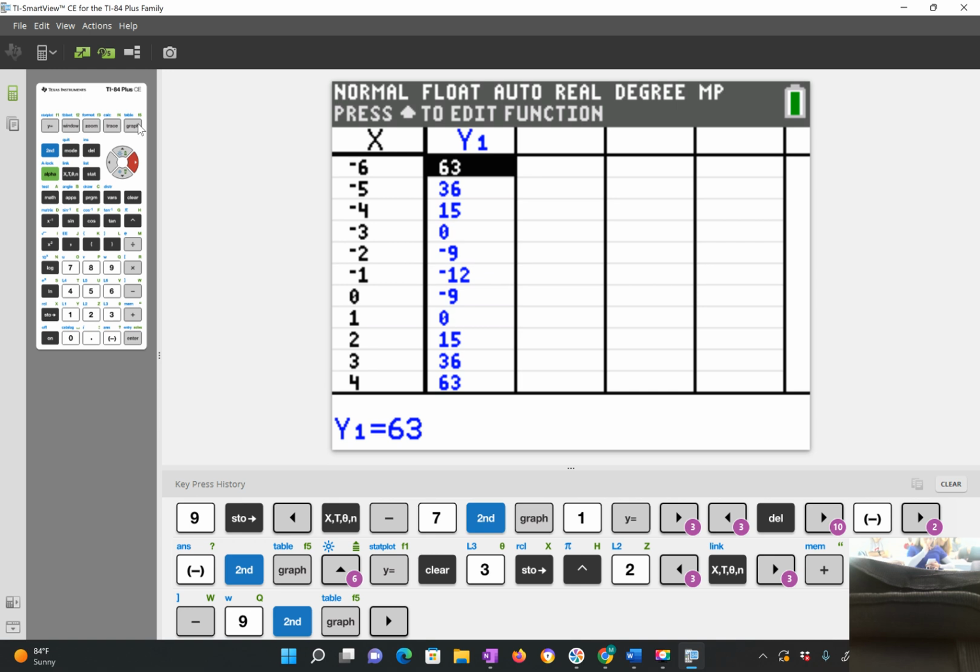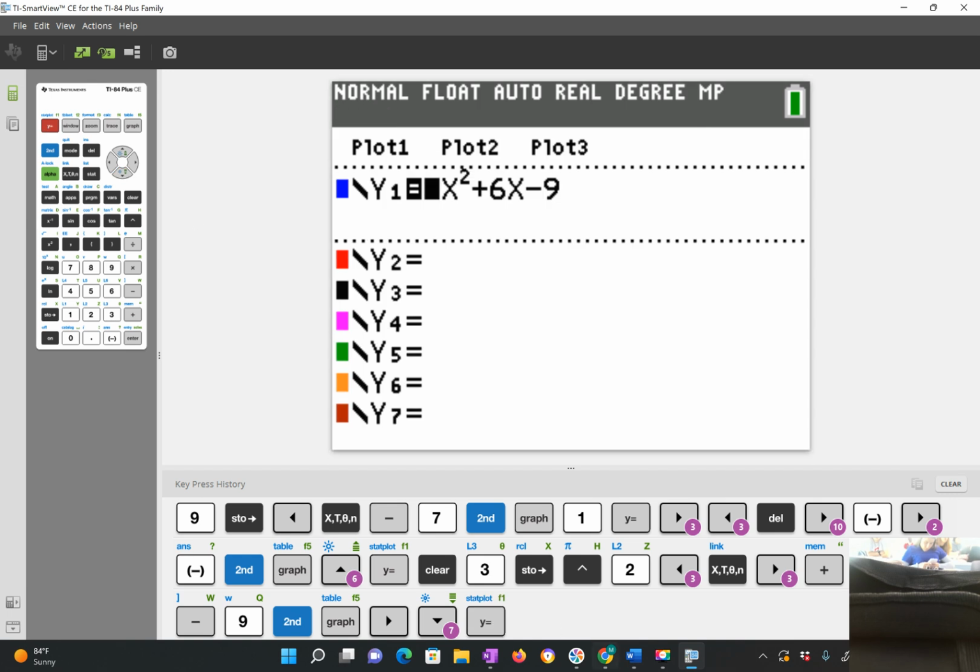This is negative 6. Negative 3 should not be 0. It should be 20. And this should be negative 12. No, this is wrong. I'm telling you, let's just do it by hand then.